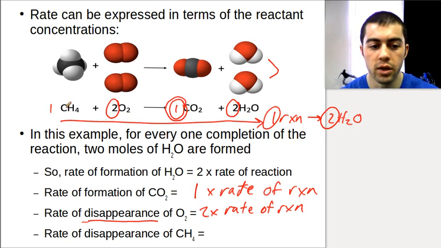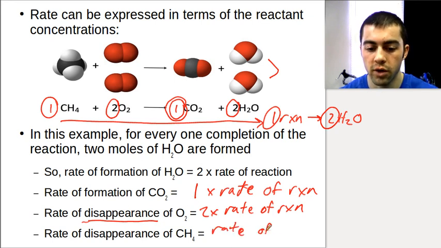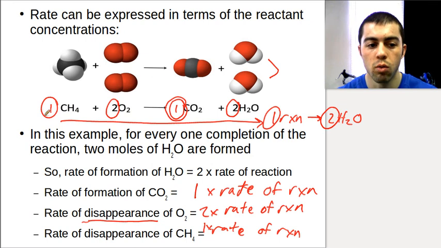And if we look at CH4 again, the coefficient here is just 1, so this would be equal to the rate of the reaction, or 1 times the rate of the reaction, because again it's a 1-to-1 relationship. Every completion of the reaction uses up 1 CH4 molecule. So in terms of the individual concentrations, we could also relate them to each other.